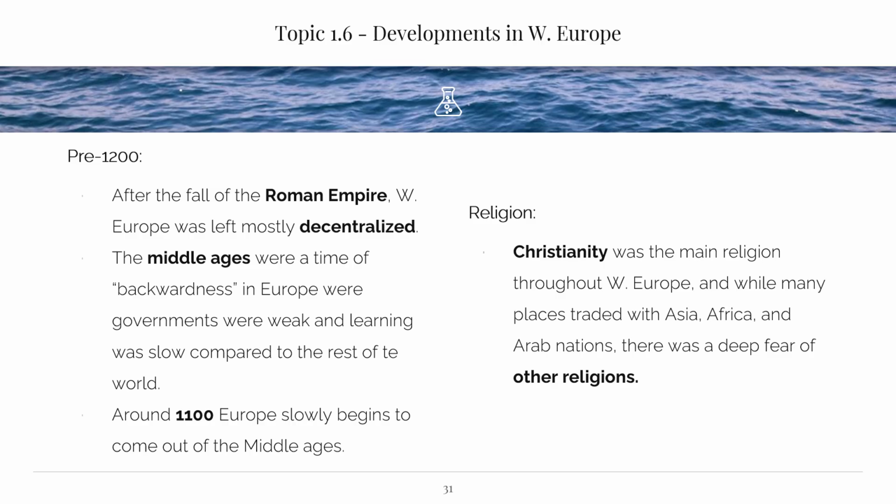In the way of religion, we just see one center here, and that's going to be Christianity as the primary religion throughout Western Europe. There were many places that traded with Asia, Africa, and the Arab world, and because of the prominence of Christianity, there had been a deep fear of other religions, and that persisted much later on.